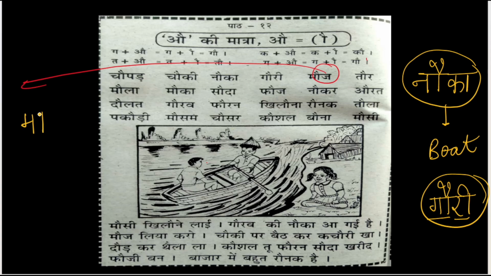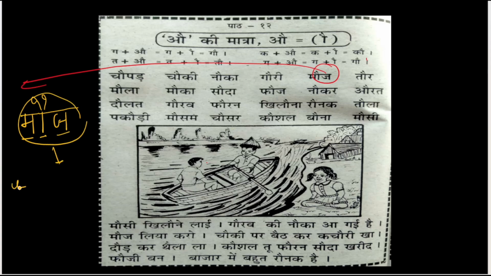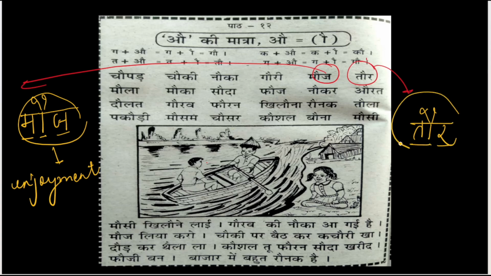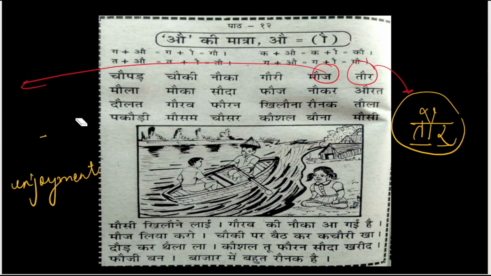This is ma and this is the matra of au and this is ja. Now it became mauj, mauj. Okay, which means enjoyment. This is ta and this is the matra of au and this is ra. Now it became taur, taur. Okay, taur. Please try to understand the nuances of these two matras.